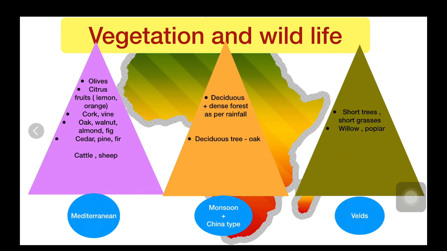Mediterranean regions grow trees like olives and citrus fruit like lemon and orange. Here also trees like cork and vine are found. Oak, walnut, almond, fig, cedar, pine, fir, these are found over here. Cattle and sheep can be reared over here.